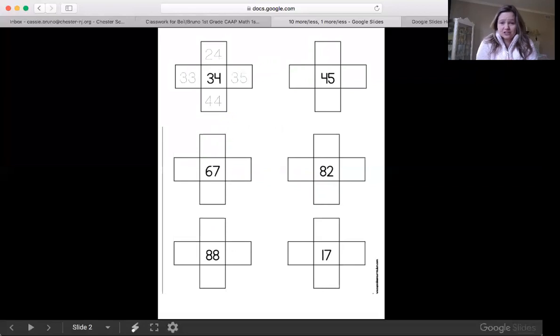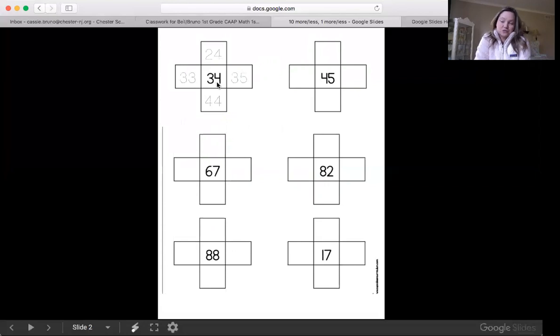Okay, now we're going on to the second sheet. And this one, they've taken pieces of a 100 chart. And we're talking about 1 more and 1 less, and 10 more and 10 less. And one of the ways I remember it is we have the ones, we got the tens, the ones and the tens. So if we're going to count by ones, let's look at this. We're going to go this way. So you can do it with me. Ones and tens. Okay? So we're looking at 34.